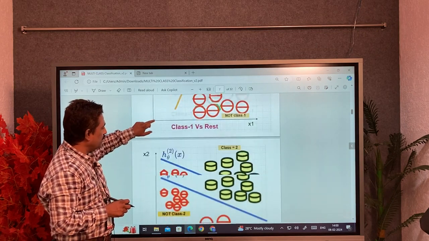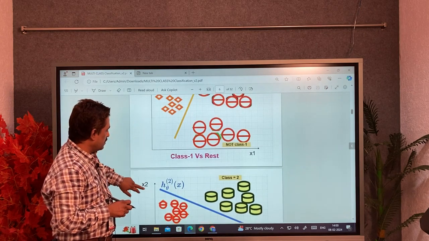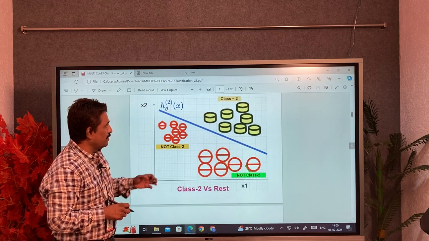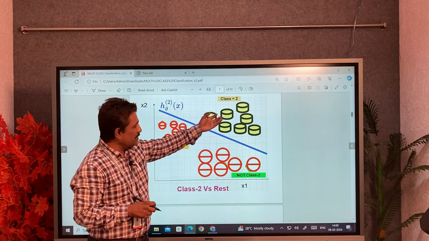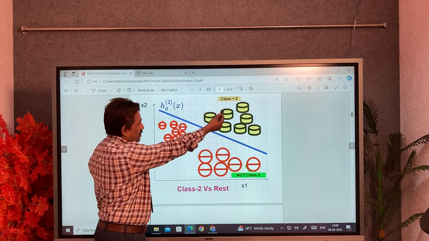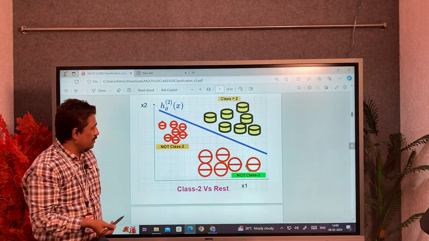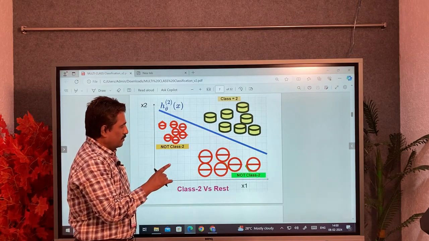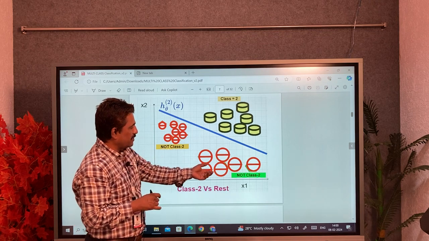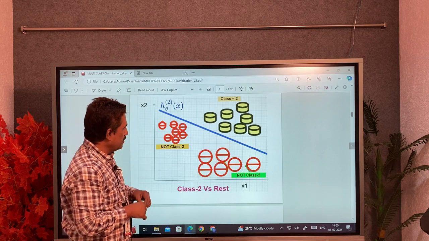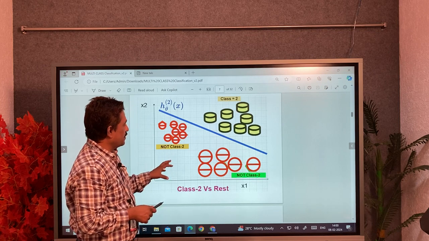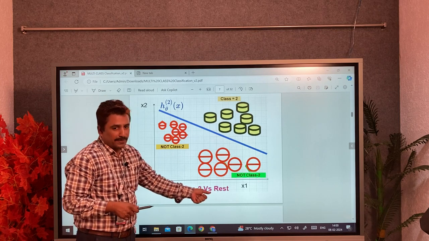Similarly, we do it for the second class. What is our second class? It is cylindrical. So, cylindrical versus non-cylindrical. Here you can see, class 2 versus not class 2. Now class 1 is modified as not class 2, and class 3 is also modified as not class 2. So, we have to modify the training data set as class 2 or not class 2. We should not talk about class 3 and class 1 here. So, that is class 2 versus the remaining.